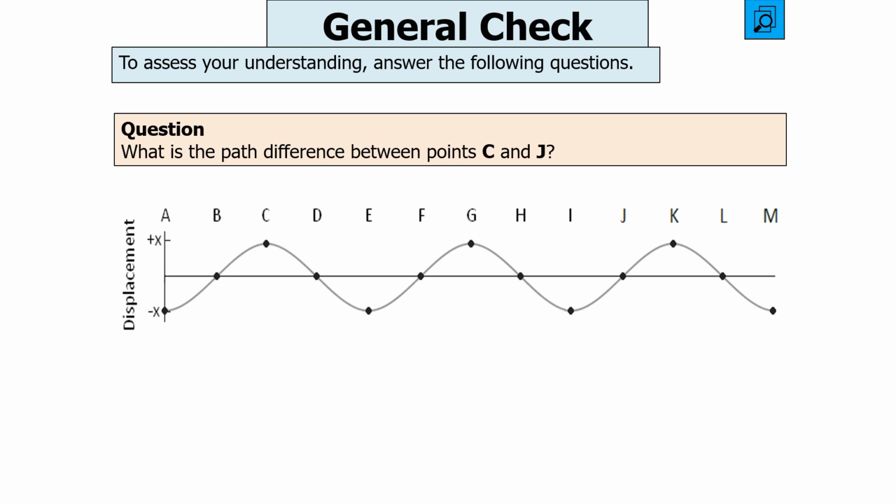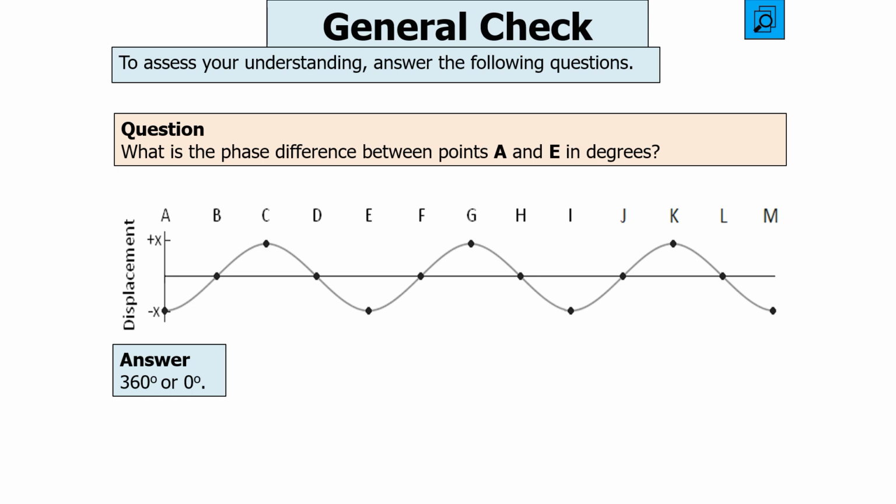The next question says, what is the path difference between C and J? So pause the video now and then unpause the video when you want to go through your answer. It will be 1 3/4 wavelengths or 3/4 wavelength. What is the phase difference between point A and E in degrees? So pause the video now, then unpause the video when you want to go through your answer. The answer is 360 degrees, as it's one whole wavelength between the two, but also it could be interpreted as 0 degrees because it resets after every wavelength.